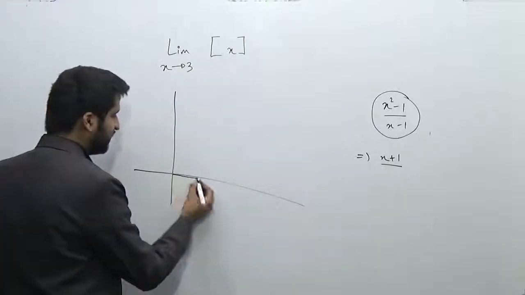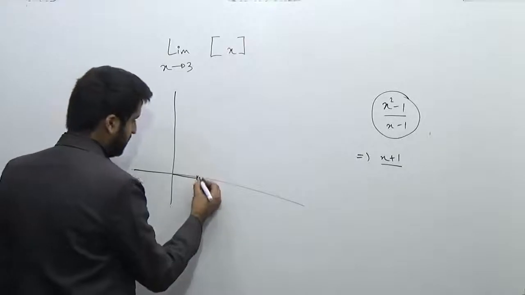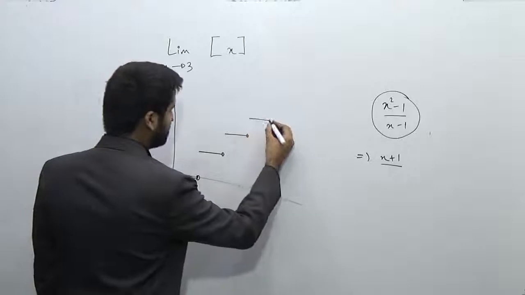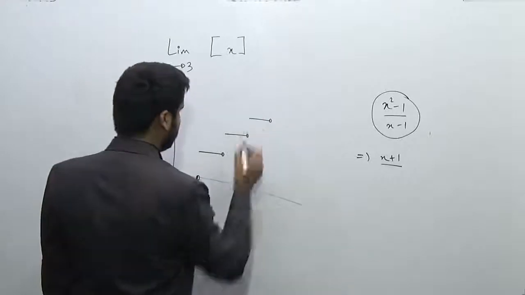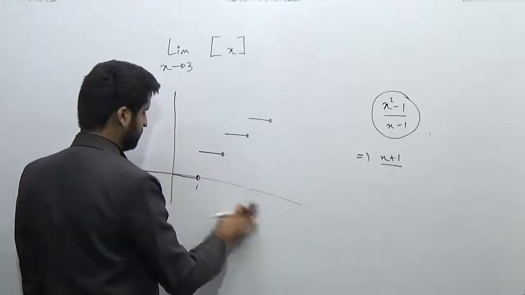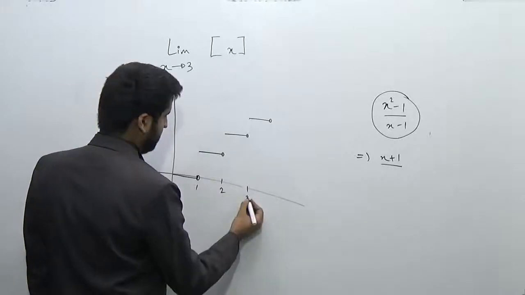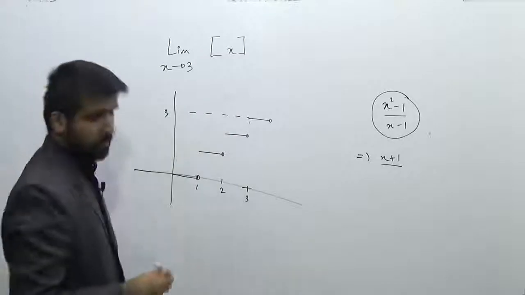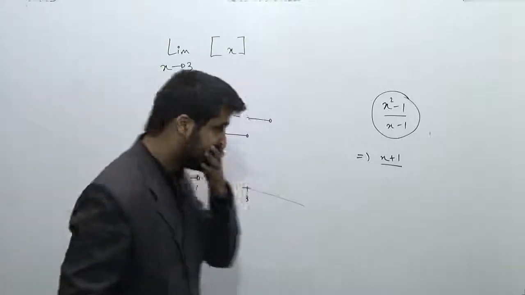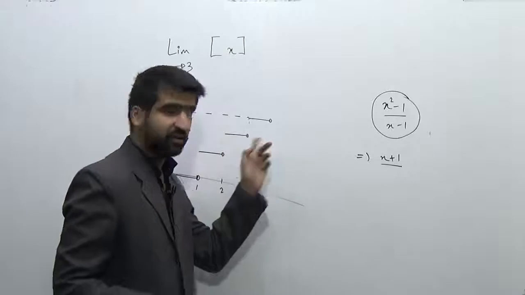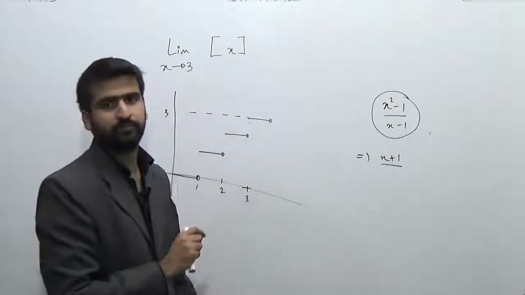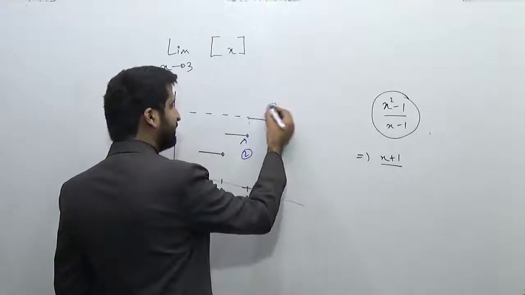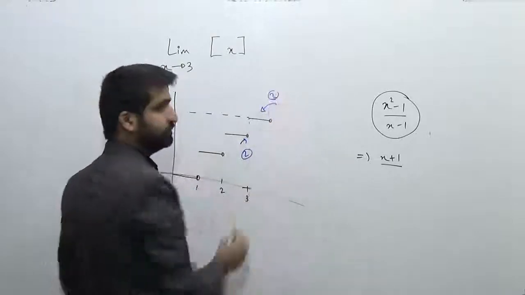If I try to see the graph of this function, it will come out something like this, as we have already discussed. At x is equal to 3, the value of the function is 3. But as I look at x is equal to 3 from the left hand side or the right hand side, the value is not equal to 3. From the left hand side the value is equal to 2 and from the right hand side the value is equal to 3.